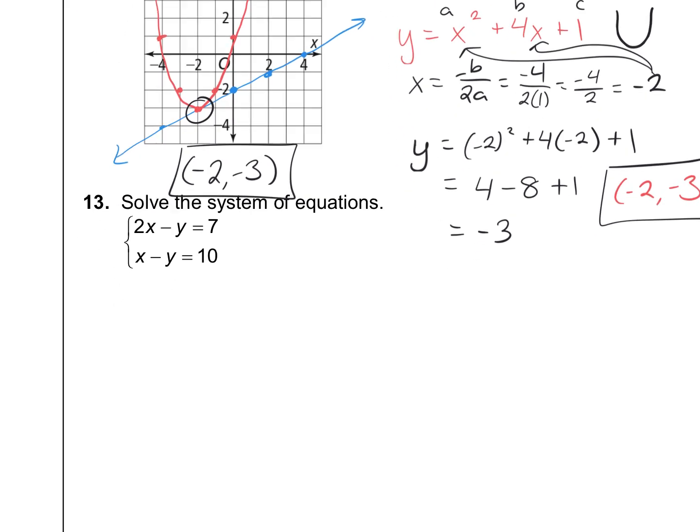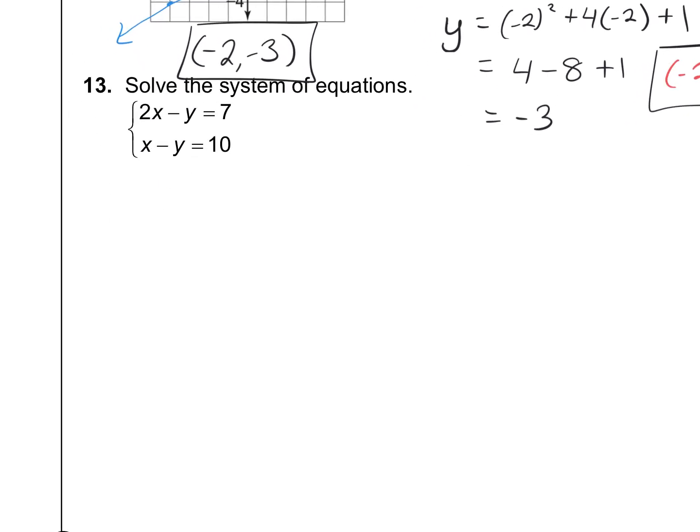Last one we need to talk about, and that's number 13, solving systems of equations. And remember, we're using the elimination method. What do I do first? What do I look for? Opposites. Look for opposites and the same number.